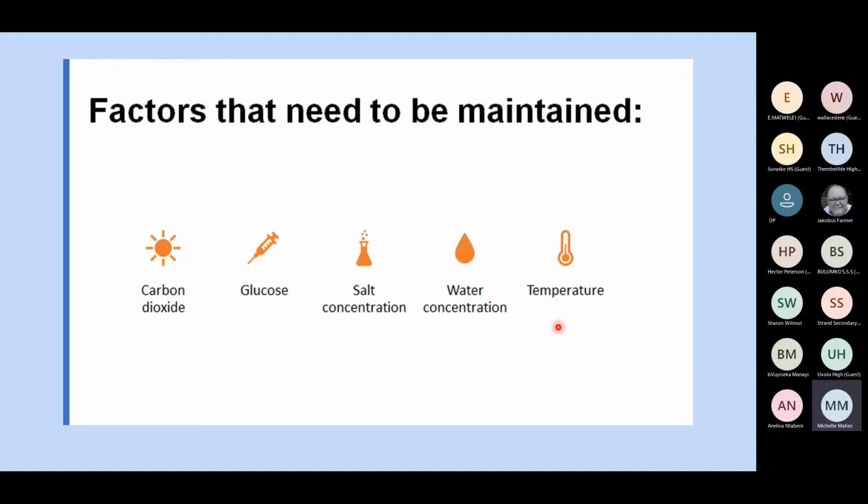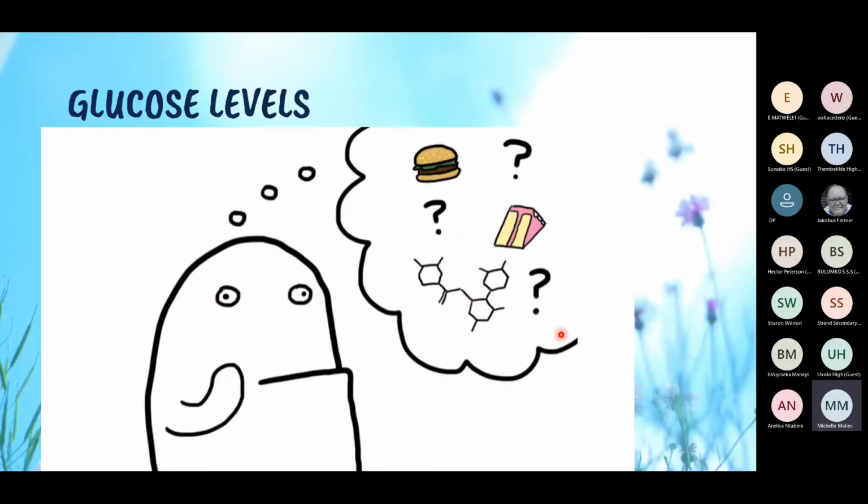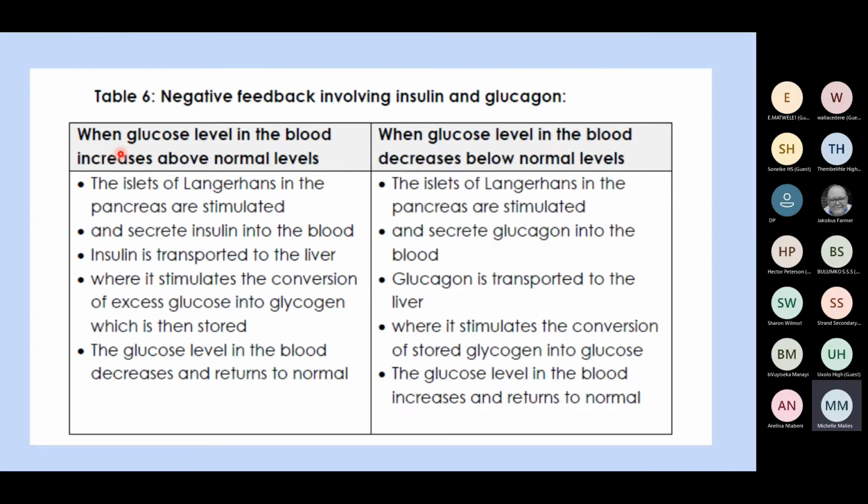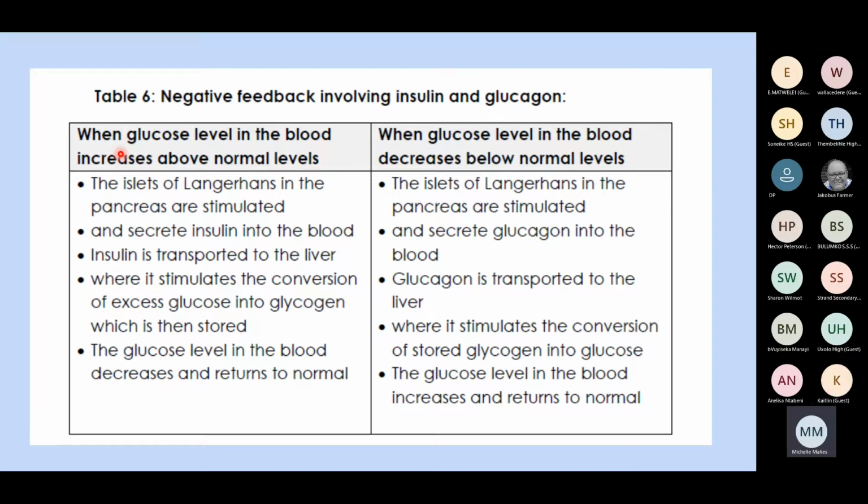Now, we are on page 19 to 20 in our booklets. The first one I want to talk about is the glucose levels. The glucose levels are the sugar levels in your body. Table number 6 is on page 19. So you need to understand that when glucose levels in your bloodstream have increased above normal, how would you explain this?